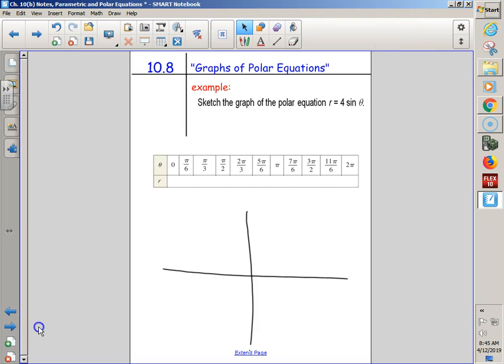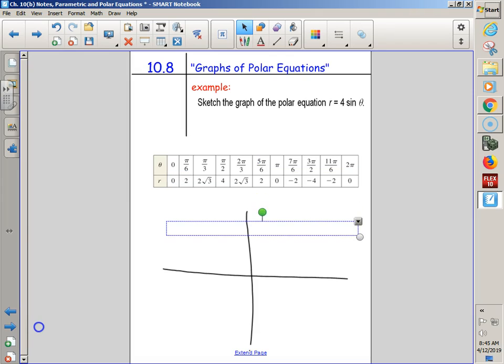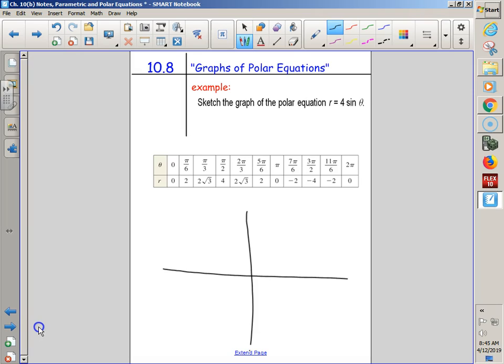Look at this. Do you guys agree? Sine of 0 is 0, and 0 times 4 is 0. Sine of pi over 6 is 1/2, and 1/2 times 4 is 2. Sine of pi over 3 is square root of 3 over 2, times 4 is 2 root 3, and so on. So why am I going to make my graph go out 4 in every single direction? That's the maximum. Does that make sense?